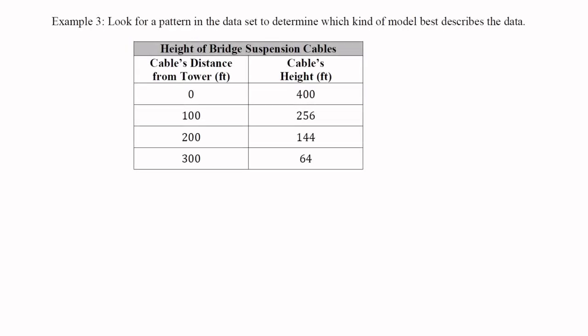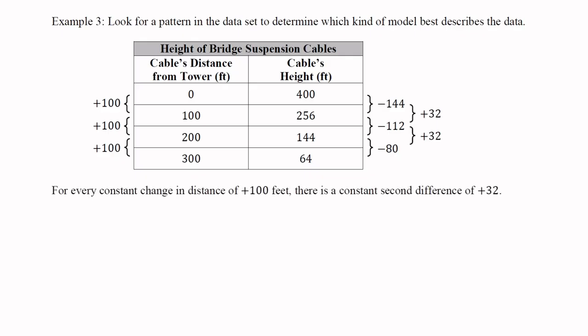So let's look for a pattern in this data set to see which kind of model best describes the data. So in the x values, we're adding 100 each time. In the y values, you can see we have a decreasing amount. So let's explore and see what we have in terms of, is it a constant first difference? And here, it does not appear to be a constant first difference. So let's look ahead to the second differences. And here, the second differences are common. So since we have a constant second difference, this is a quadratic function.